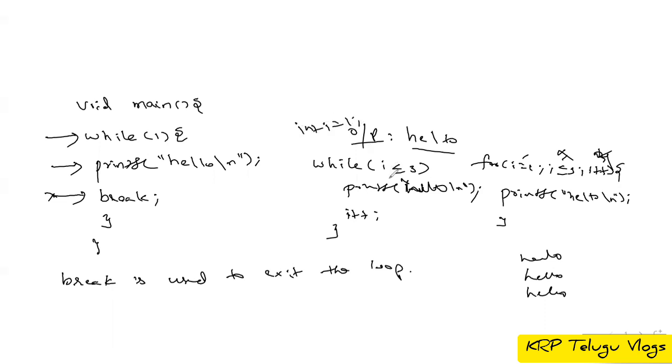int i equal to 1, so i is 1. 1 less than or equal to 3 is true, so hello will be printed. i will be incremented to 2. 2 less than or equal to 3 is true, again hello will be printed. Next 3 less than or equal to 3 is true, again hello will be printed. Next this will become 4. 4 less than or equal to 3 is false. It will break the loop and come out of the loop. Clear? Okay, sir. Note down this.